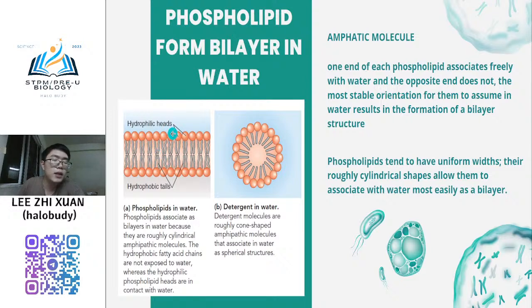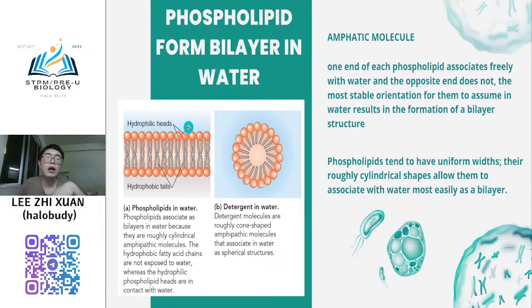So what is meant by hydrophilic? Hydrophilic is the part that likes water. It can face the water part. And hydrophobic means it does not like water. It is against the water. So one end of the phospholipid is associated freely with water, this is the hydrophilic head. And the other part does not associate freely with water. So the most stable orientation for them to assume in water results in the formation of a bilayer structure.